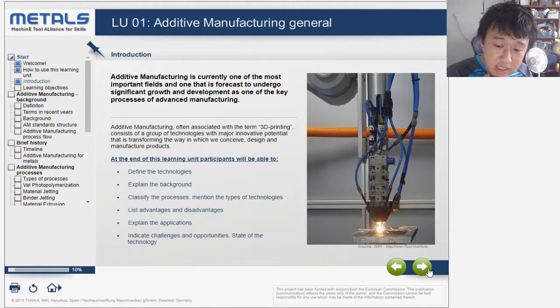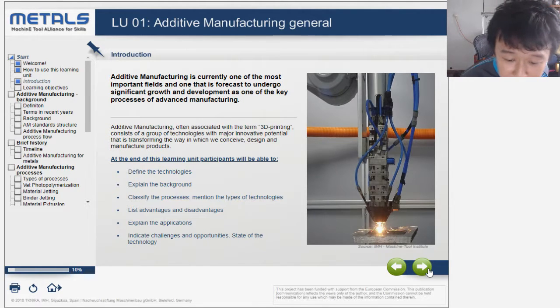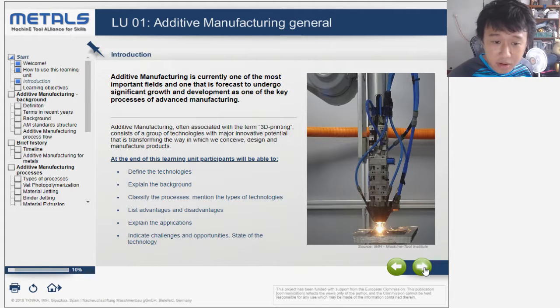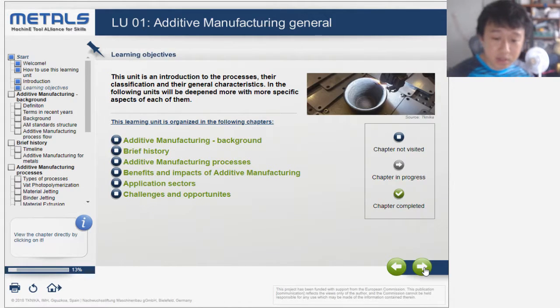At the end of this learning unit, participants will be able to define the technologies, explain the backgrounds, classify the processes, mention the types of technologies, list the advantages and disadvantages, explain the applications, and indicate the challenges and opportunities. Alright, that is a whole lot of things we're supposed to learn. The learning objective is an introduction to the processes, their classifications, and general characteristics, and in the following units they'll be deepened with more specific aspects of each of them. So the unit is organized as follows. Okay.